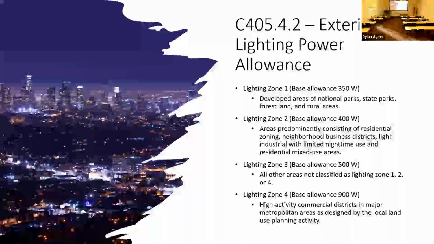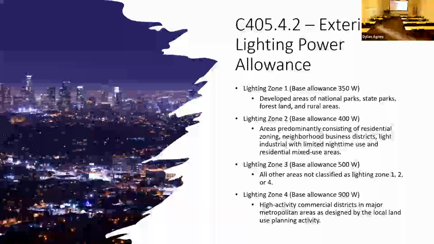Zone 1 is for developed areas of national parks, state parks, forest lands, and rural areas. Zone 2 is predominantly residential zoning, neighborhood business districts, light industry with limited nighttime use, and residential mixed use areas. Lighting zone 3 is all of the areas not classified as 1, 2, or 4. And 4 is high activity commercial districts in major metropolitan areas as designated by the local land planning authority.